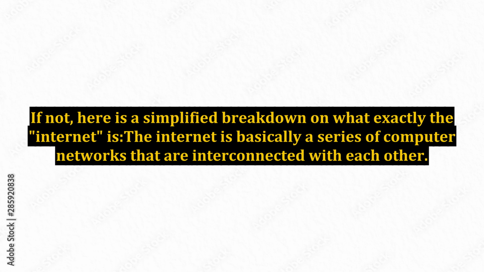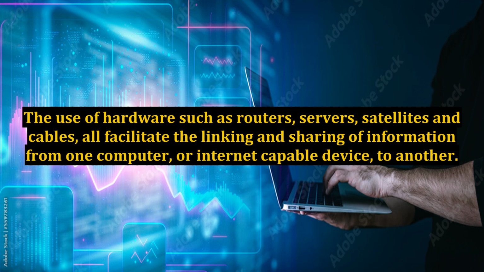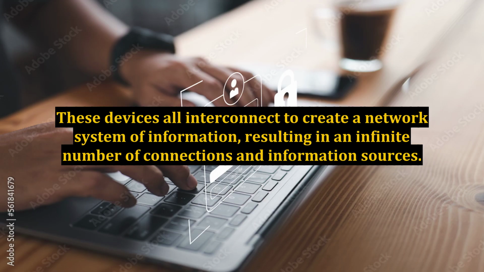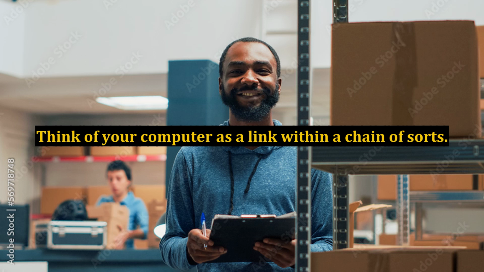The internet is basically a series of computer networks that are interconnected with each other. The use of hardware such as routers, servers, satellites, and cables all facilitate the linking and sharing of information from one computer or internet-capable device to another. These devices all interconnect to create a network system of information, resulting in an infinite number of connections and information sources. Think of your computer as a link within a chain of sorts.